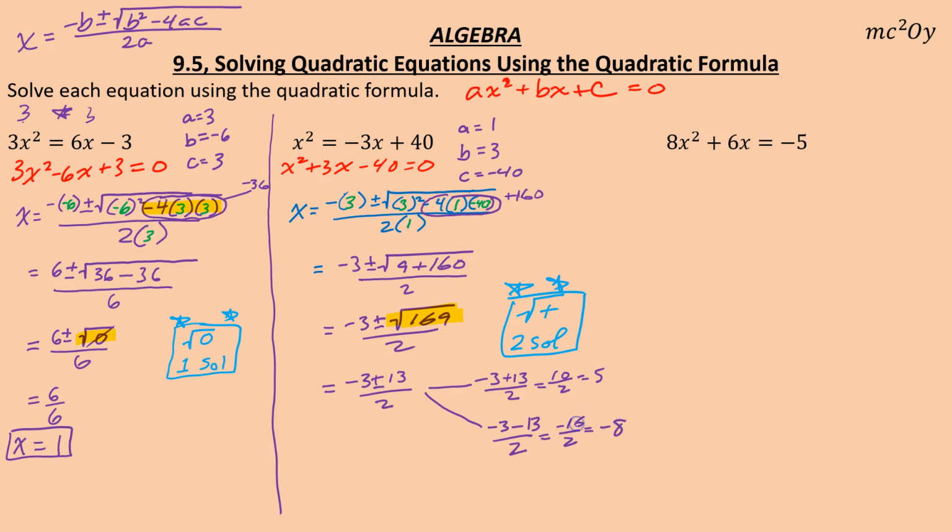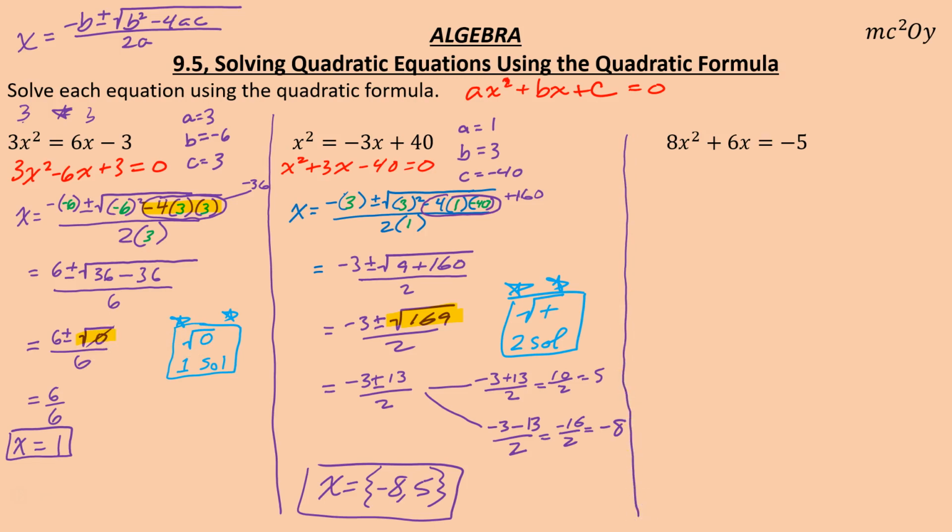Okay, so my solutions, x equals negative 8 and 5. They're my 2 solutions. And we knew there were going to be 2 because the root up here was positive versus here when the root was 0.